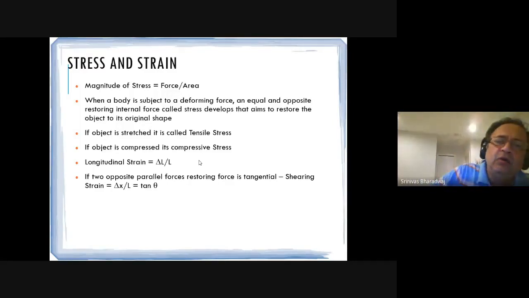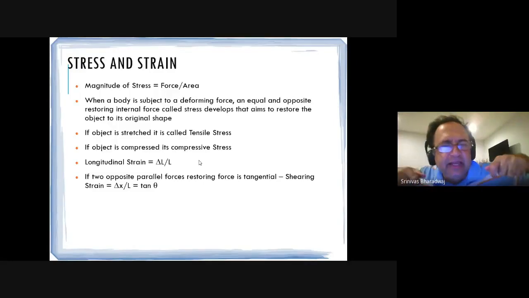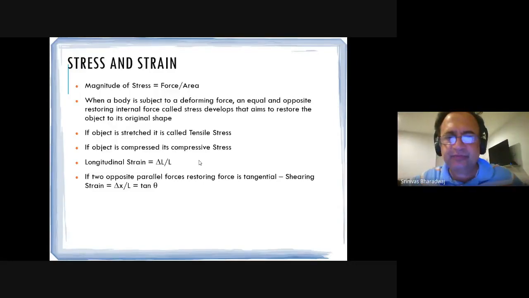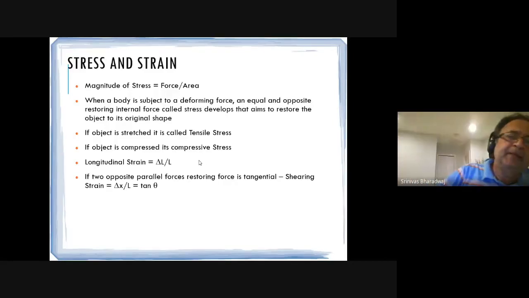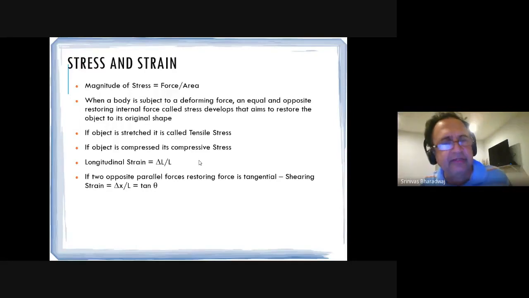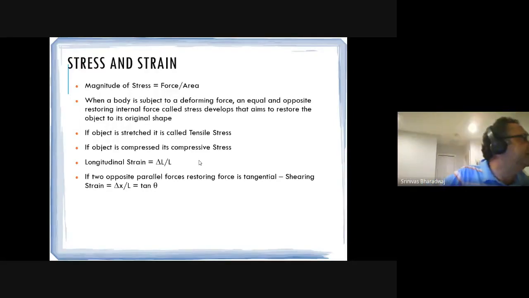Now the force per unit area is the force that I applied, measured in newtons, divided by this area that we came up with. Okay, so now that is stress. Now the other term is called strain. Strain is the extension of the body, and this is called longitudinal strain, is the extension of the body relative to its original length.